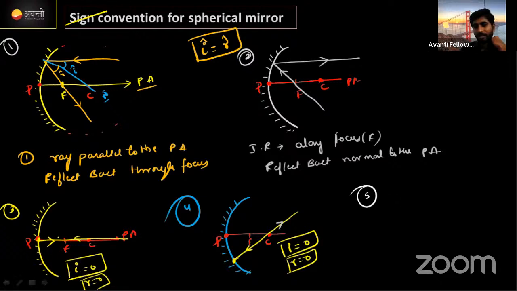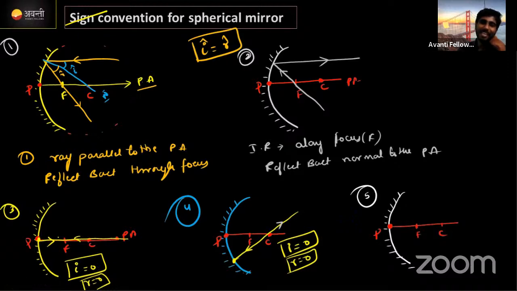Coming to the fifth point. Next, same curvature. Midpoint of the mirror is the pole point. Correct? And then principal focus, center of curvature. Fifth condition is oblique incidence.